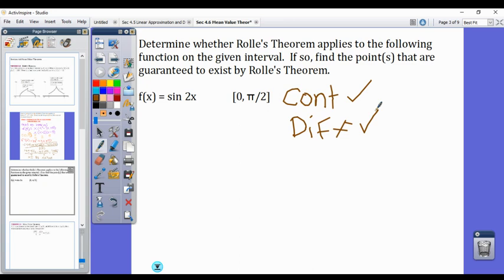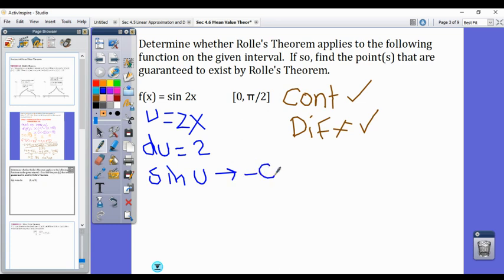Okay. All right, so we are going to need to do the chain rule for this because we've got a 2 inside next to the x. Okay, so essentially, I'm going to say that my u is going to be 2x, and the derivative of that is 2. So then I can easily take the derivative of sine u. The derivative of sine u is negative cosine u.